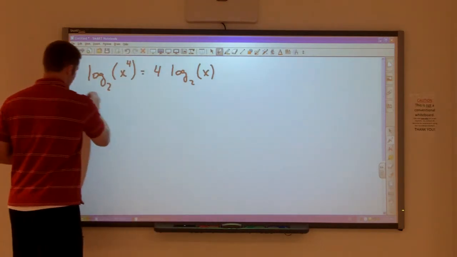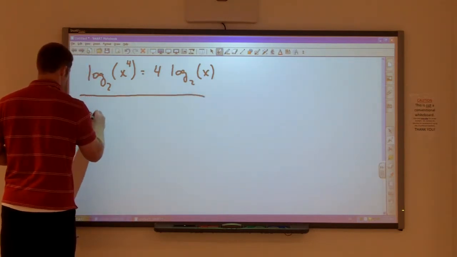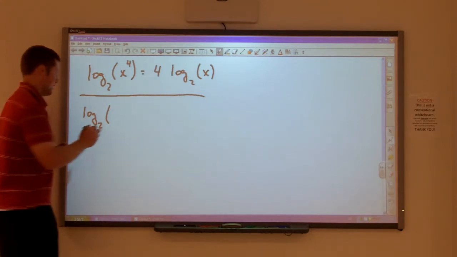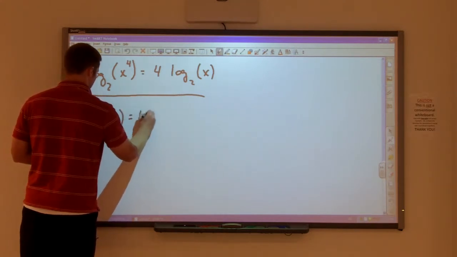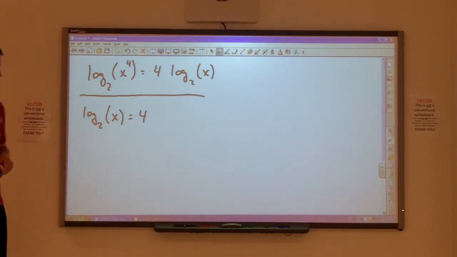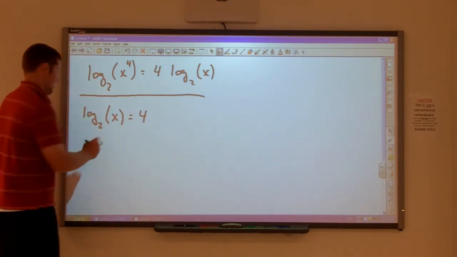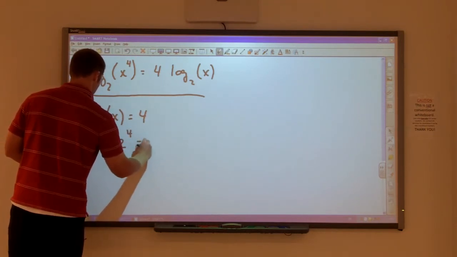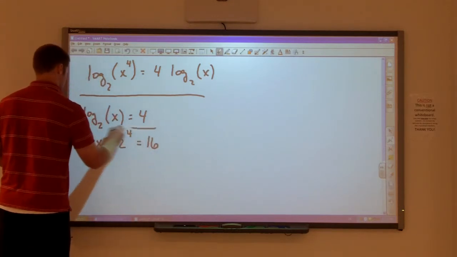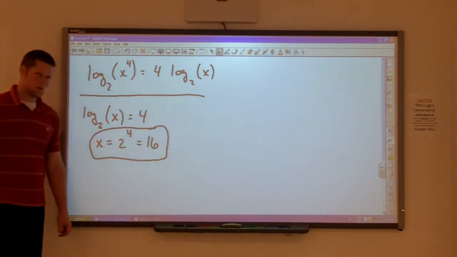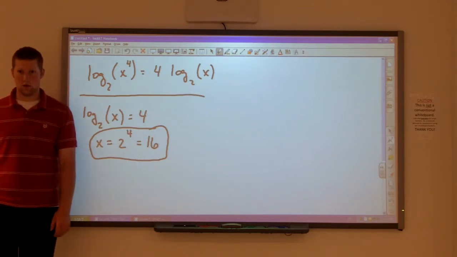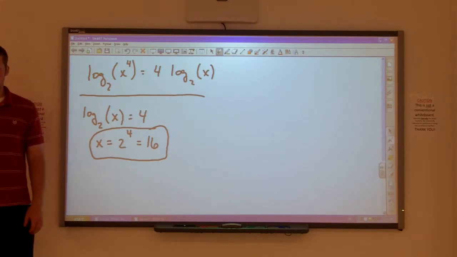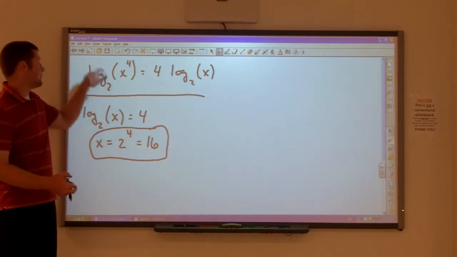Also, let's try and solve this next one, where log base 2 of x equals 4. Alright, so we can rewrite this as x equals 2 to the 4th, which is 16. So some of these log equations that you have to solve are actually very quick and straightforward if you remember your properties of logs. Alright, so let's go back and talk about e for a second.